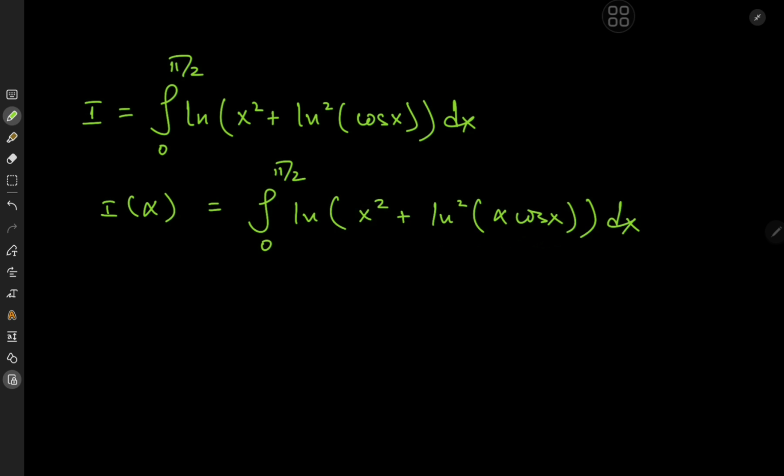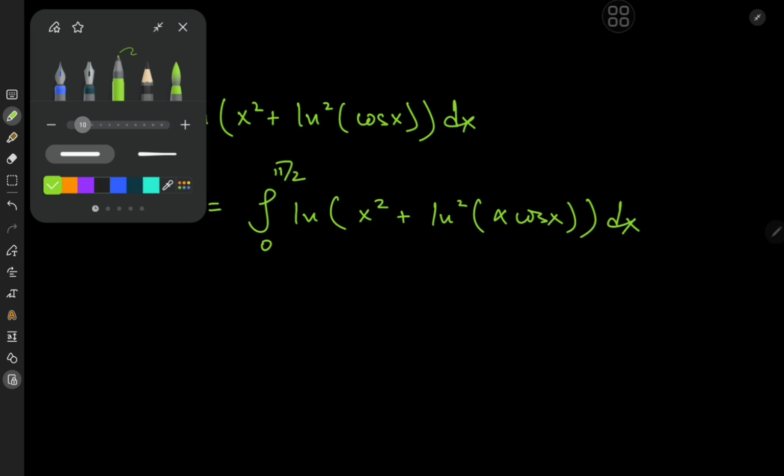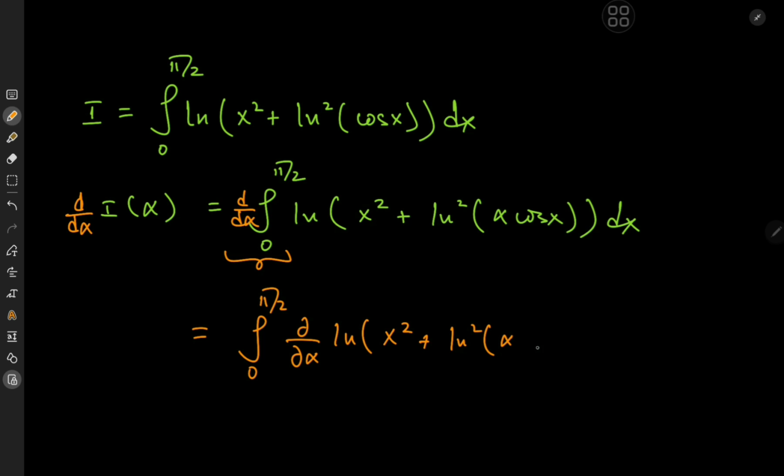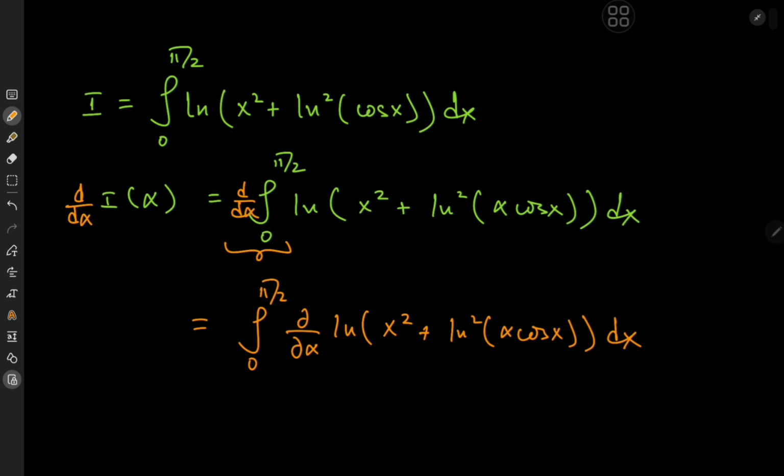And this is pretty nice because when we differentiate it, we'll get a very nice structure to work with in the context of some multivariable calculus. So we now plan to differentiate the integral function with respect to the alpha parameter, and switching up the order here gives us the integral from 0 to pi by 2 of the partial derivative with respect to alpha of log x squared plus log squared alpha times cosine x dx.